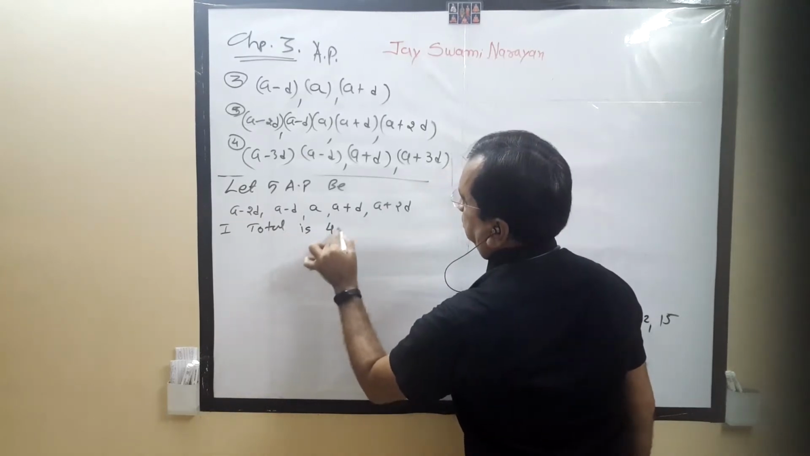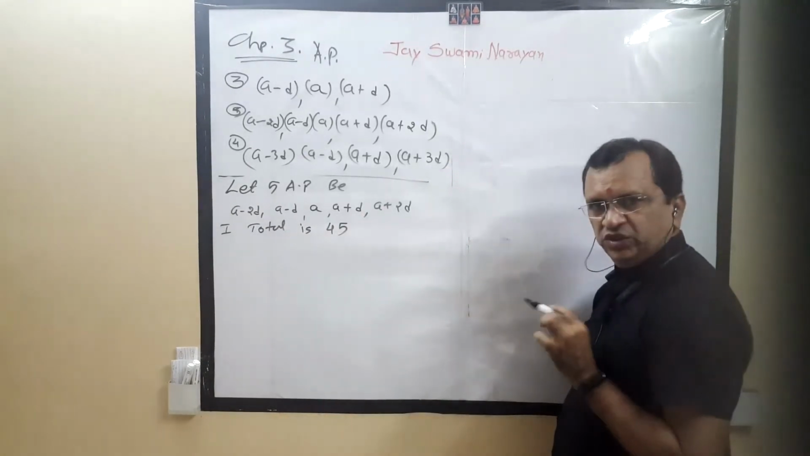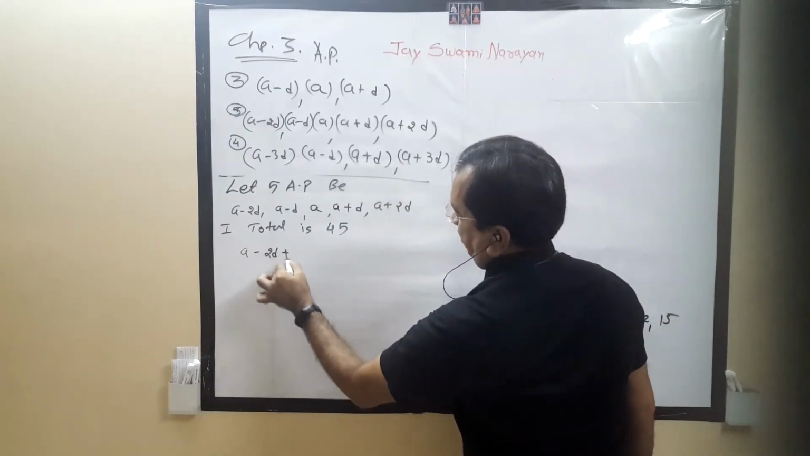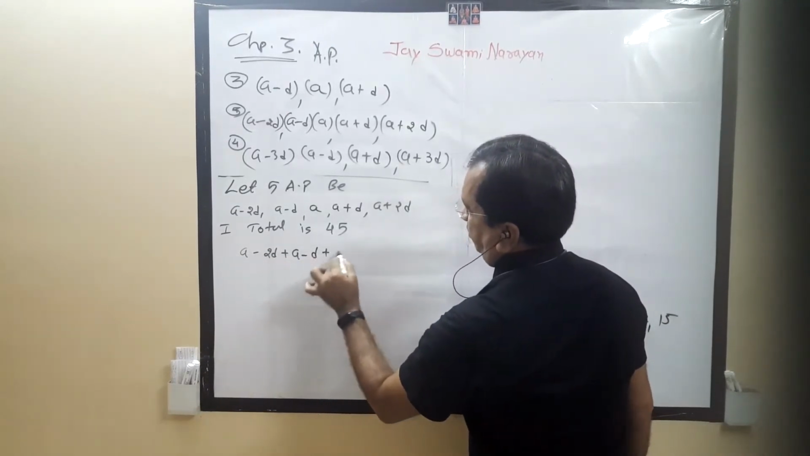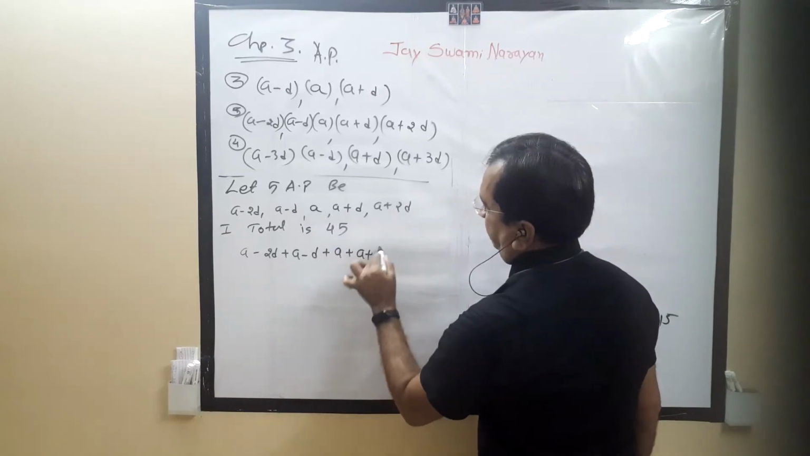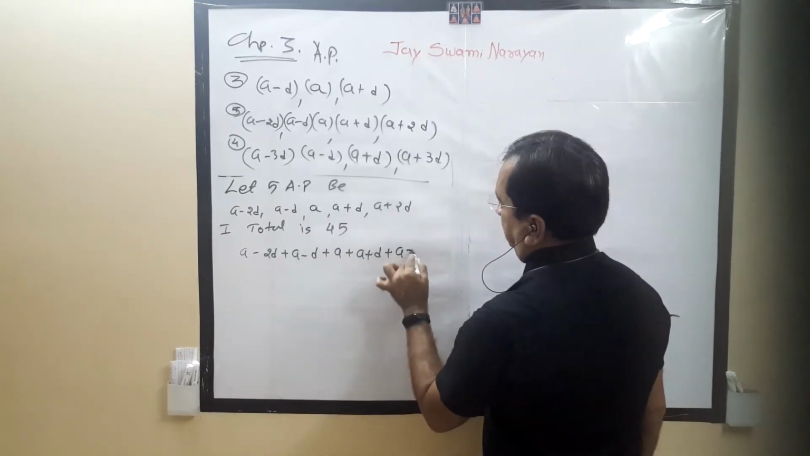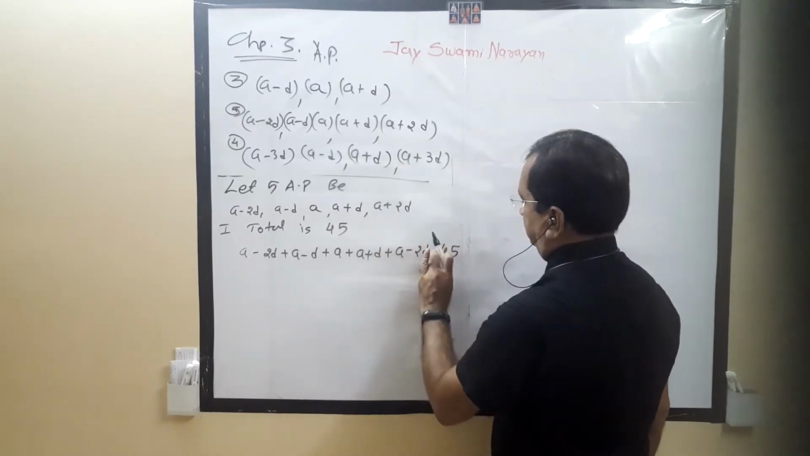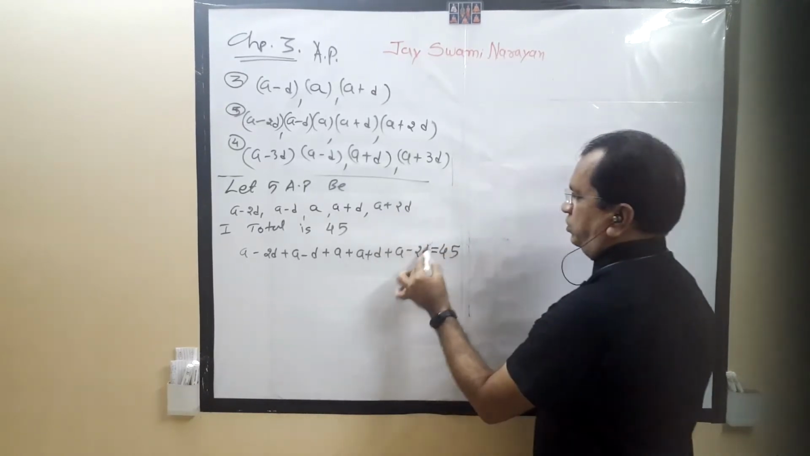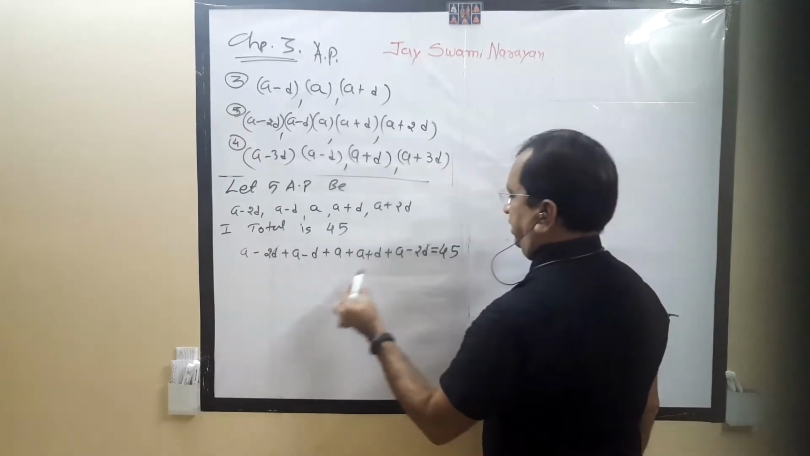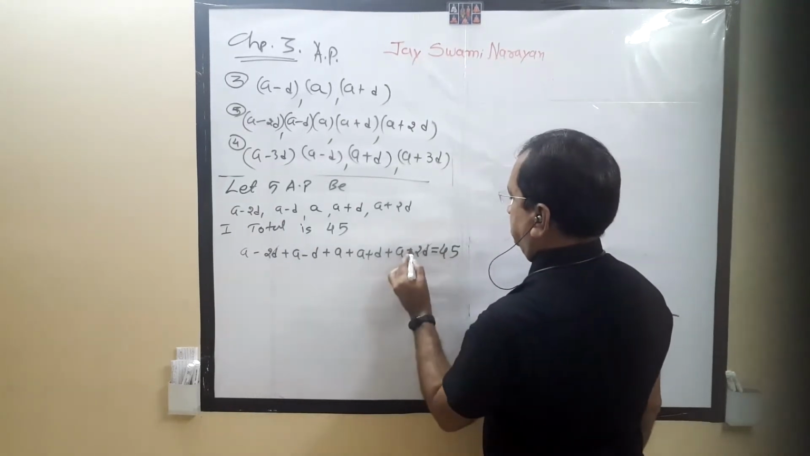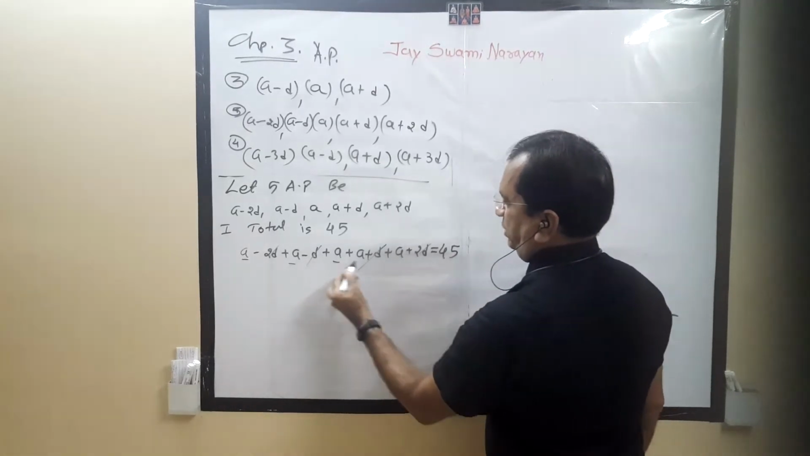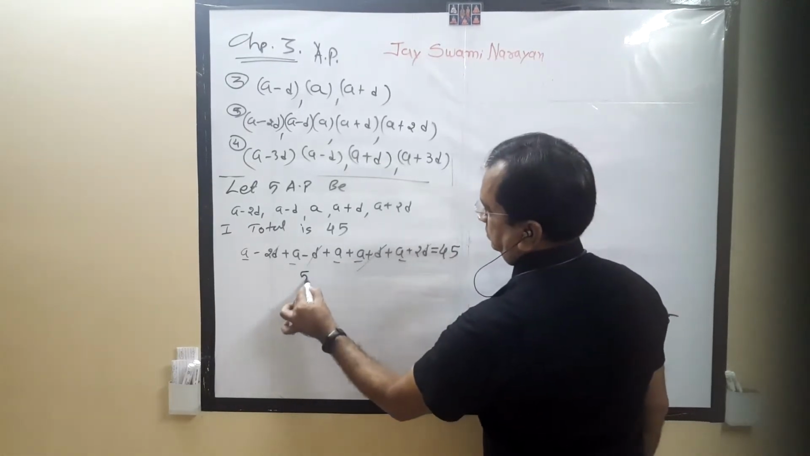the total is 45. So a minus 2d plus a minus d plus a plus d plus a plus 2d plus a is equal to 45. The 2d terms cancel, plus and minus cancel. So 1 time, 2 times, 3 times, 4 times, 5 times.